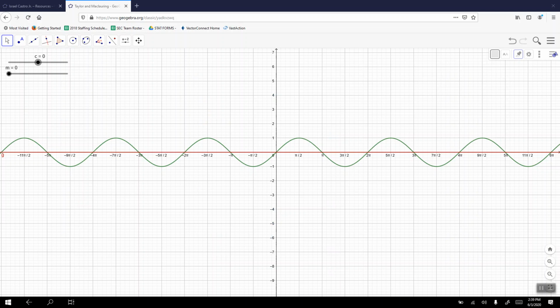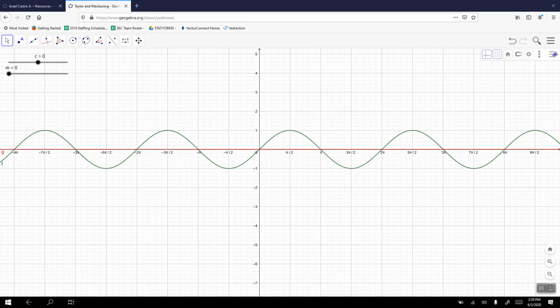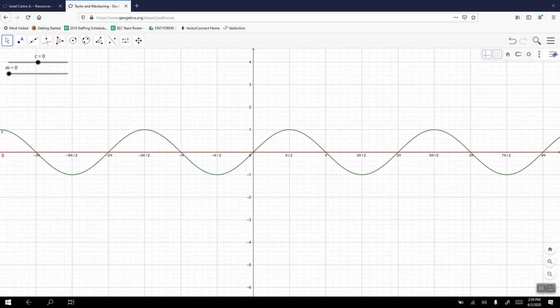And I've scaled everything appropriately here. I made the scale for the x-axis pi halves, and the scale for the y-axis is just a scale of 1. Really quickly, I'm going to start modeling this function, sine of x, using Taylor series. Taylor or Maclaurin, we'll see which one is which.